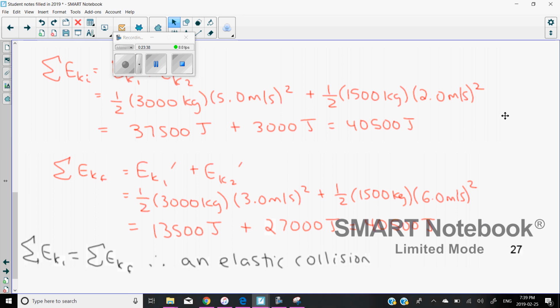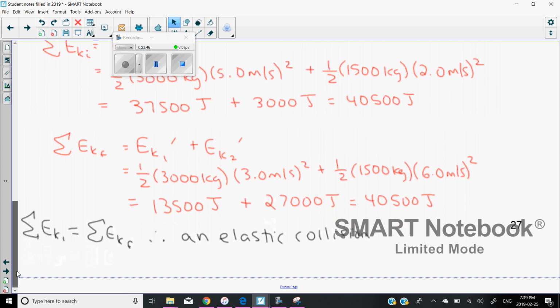Here's the solution to the question. For the initial kinetic energy, you get 40,500 joules, and for the final kinetic energy, you also get 40,500 joules. What that tells us is that the initial is equal to the final. So this is our first example of an elastic collision. The kinetic energy has been conserved throughout the collision.